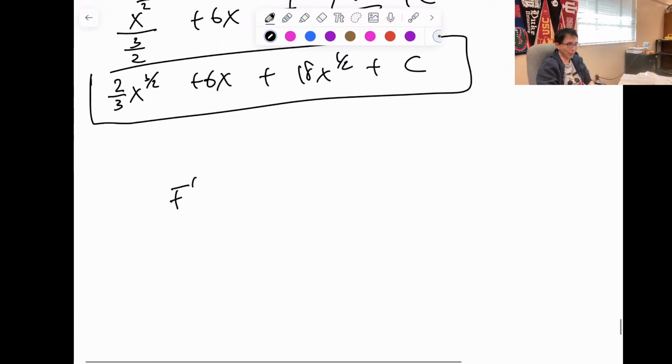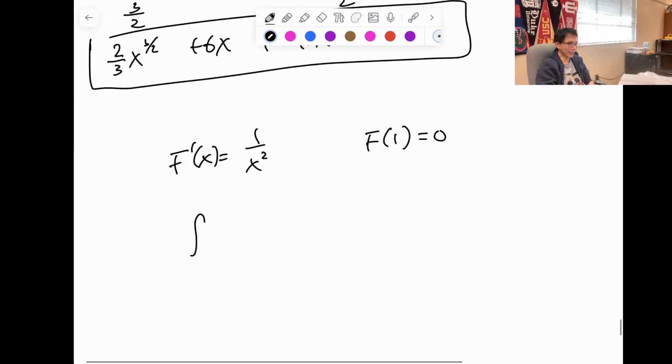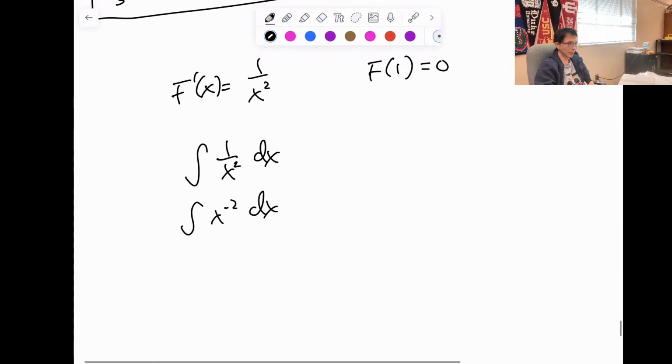Okay, so f prime of x equals 1 over x squared. We already did this one, but I can give you something called an initial condition. I can integrate 1 over x squared dx, which you already know. That's going to be x to the negative 2 dx, which is x to the negative 1 over negative 1 plus c. Is that okay?